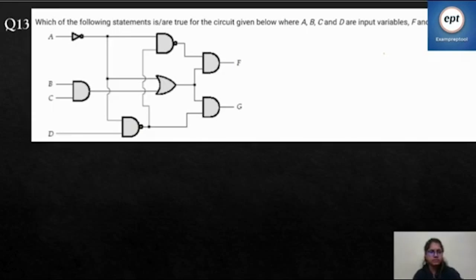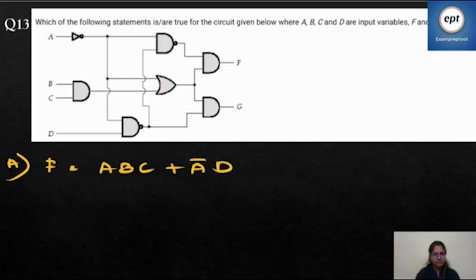Okay, so this is the question given to us. So let's first write the options for this. Option A is, so you have to consider the output for F and G. F equals ABC plus A bar D.